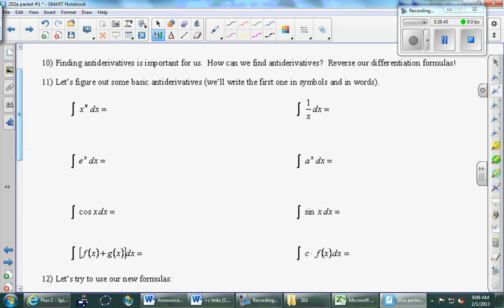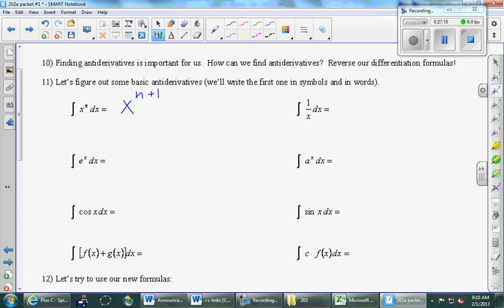Okay, the antiderivative of x to a power. We have to undo our differentiation formulas. So what's the derivative of x to a power? Well, you bring the power down, you copy the x, you subtract 1 from the power, right? We need to undo that and undo it in the reverse order. So the last thing I said was subtract 1 from the power. So the first thing we do to go the other way is add 1 to the power. So this becomes x to the n plus 1.